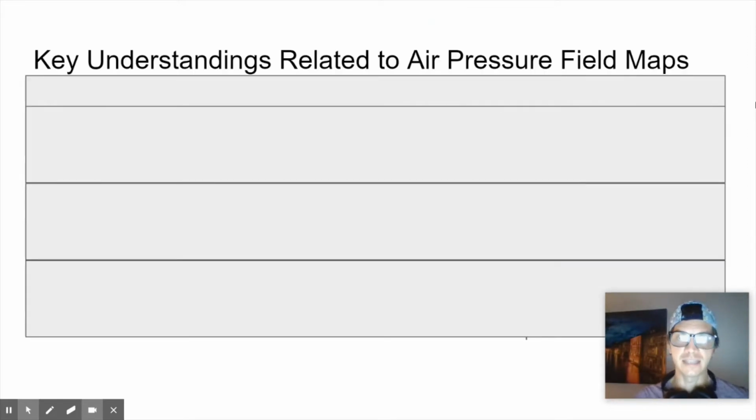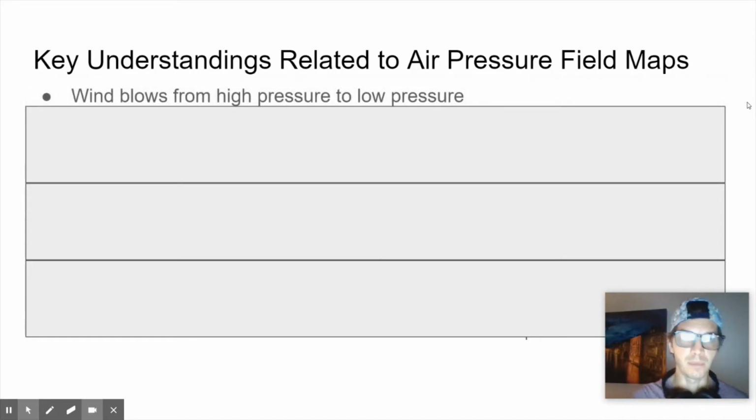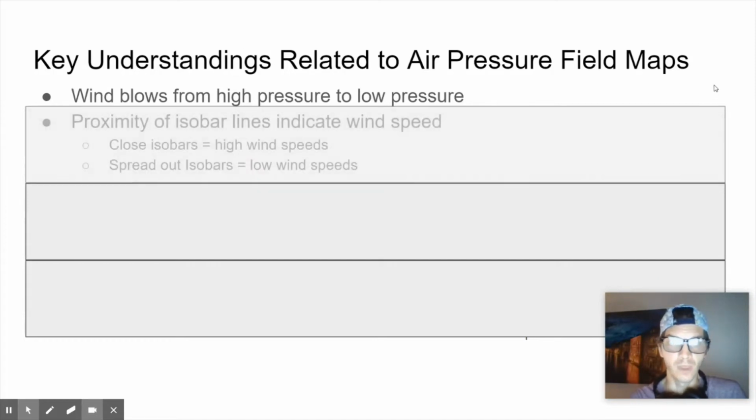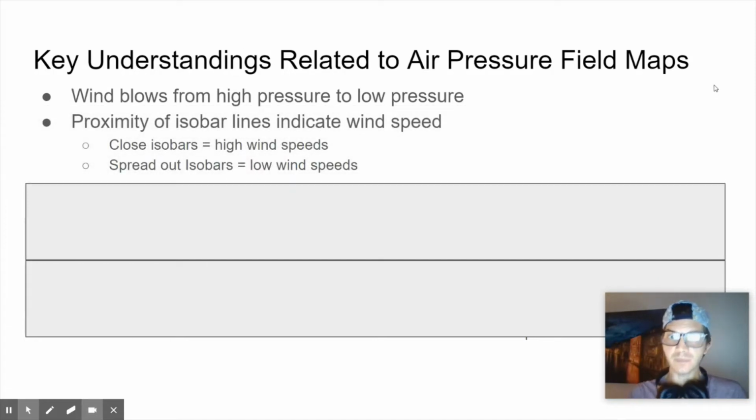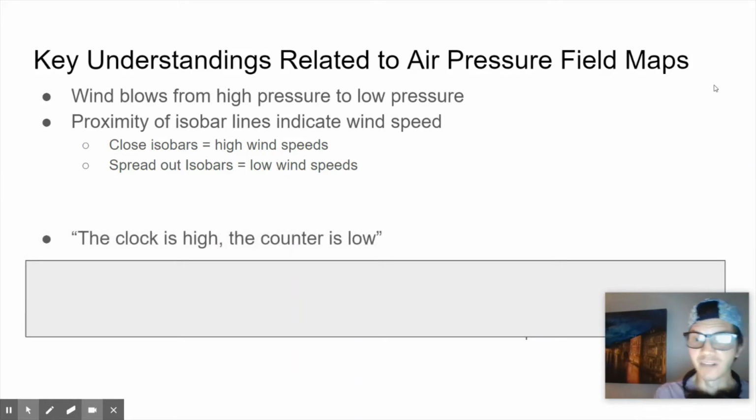So a couple of key understandings that are related to air pressure field maps. Remember that wind is always going to blow from a high pressure to a low pressure. And when looking at the isobars in one of these field maps, the proximity of the isobar lines is going to indicate wind speed. So if the isobars are close together, an area will be experiencing high surface wind speeds. And if the isobars are really spread out on the map, it means that the area is receiving relatively low wind speeds.